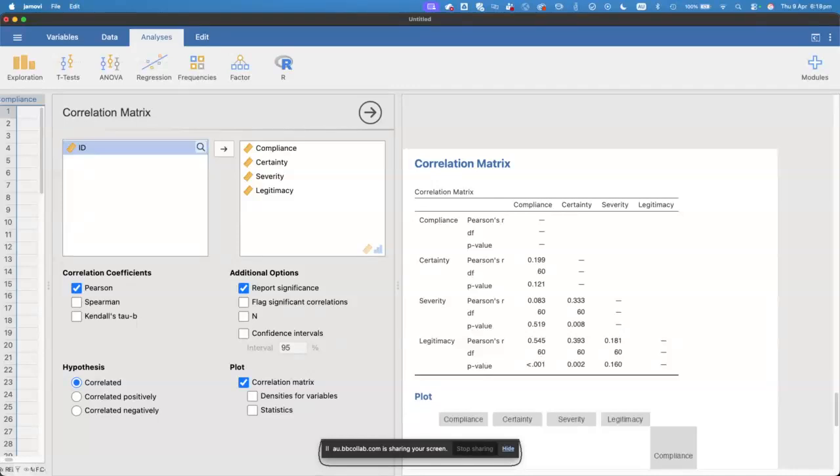Any ideas? What are we thinking? So we have a correlation matrix. The p-value for legitimacy is significant for compliance and certainty. Let's have a look. Yeah, that's right. So there's a significant positive correlation between legitimacy and compliance, and certainty and legitimacy. Excellent. Anything else we see?